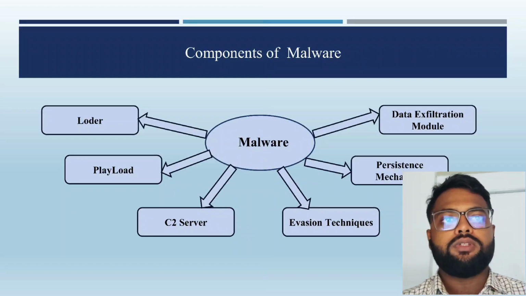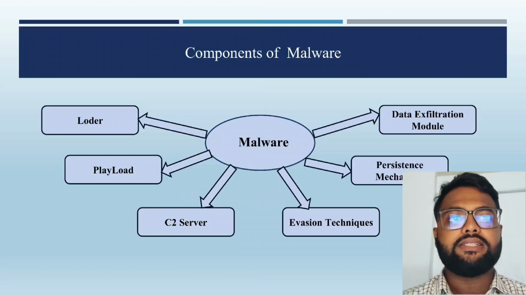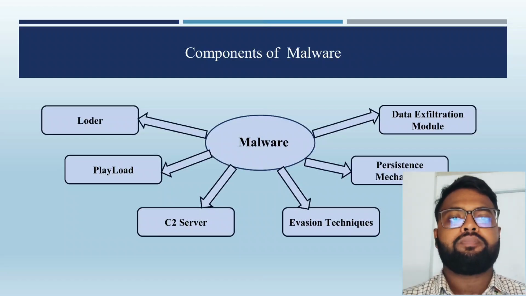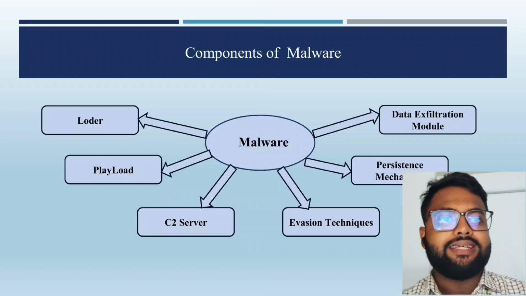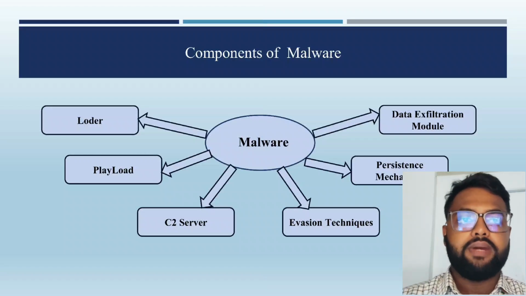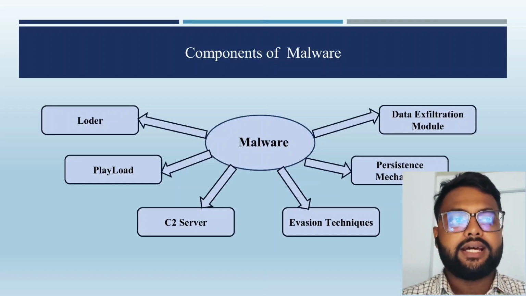Now I will talk about the core components of malware. Malware is not just a simple file, it's built with specialized components that help it carry out malicious tasks. Let's look at each one. At first, the loader. This is the first part that gets executed. It prepares the environment of the malware and loads the rest of the payload. The payload is the actual malicious part. It can steal data, encrypt files, or damage the system.